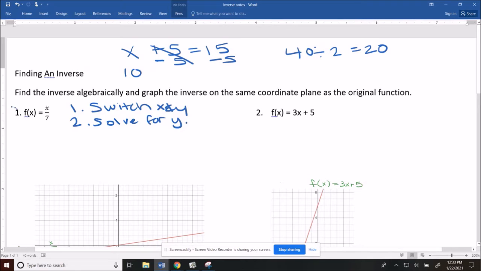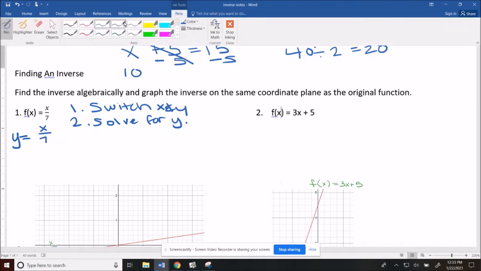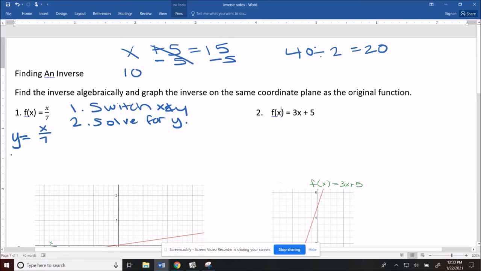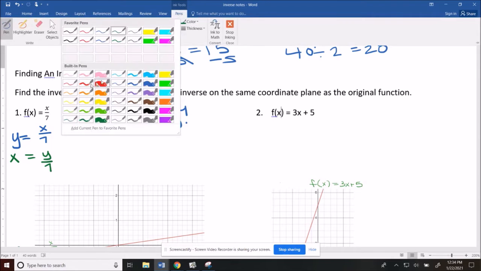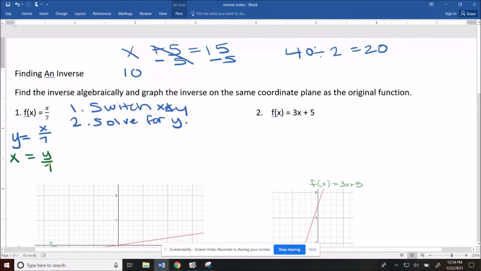So you don't see a y in number 1 because f of x is the same thing as y. So I'm just going to write this as y equals x over 7, and now I get to do my step 1. So my step 1 is to switch the x with the y. Now my step 2 is I'm going to solve for y. So what I do is I do the inverse operations. I see divide by 7, so I multiply by 7 on both sides. My 7's cancel because 7 divided by 7 is 1. And now I have that y is equal to 7x.